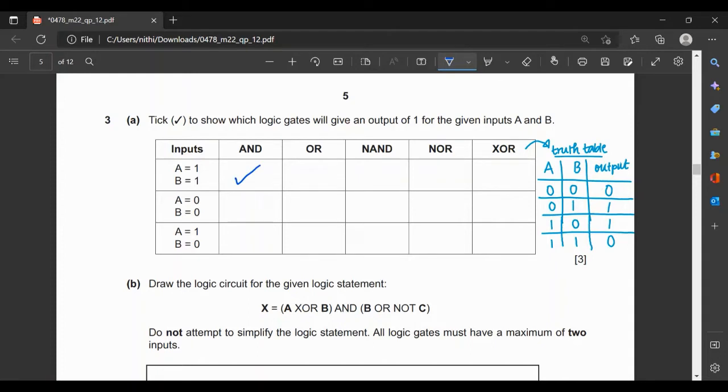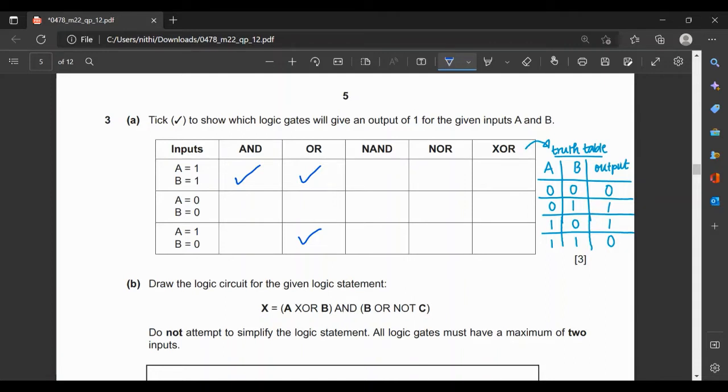Second, we have the OR gate, which outputs 1 if either of the inputs is 1. So both the top and bottom boxes should be ticked, but not the middle one because it does not have the digit 1. Then we have NAND and NOR.